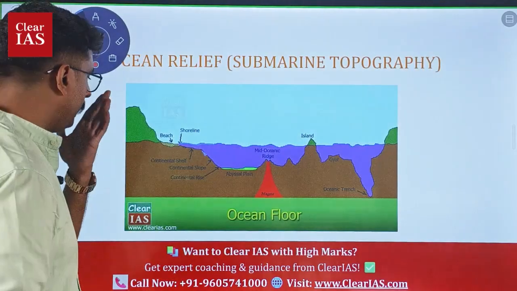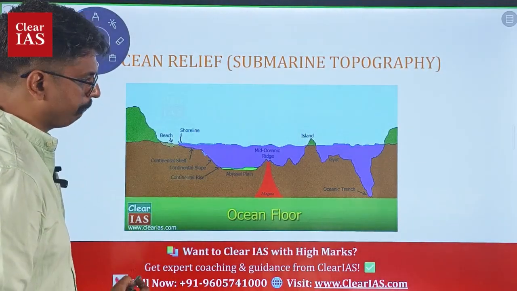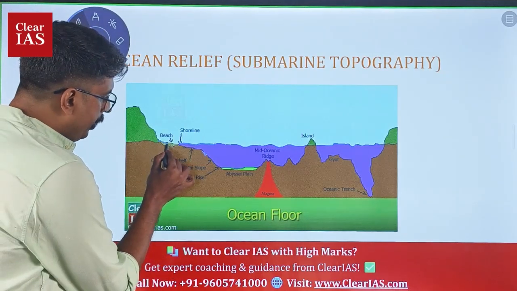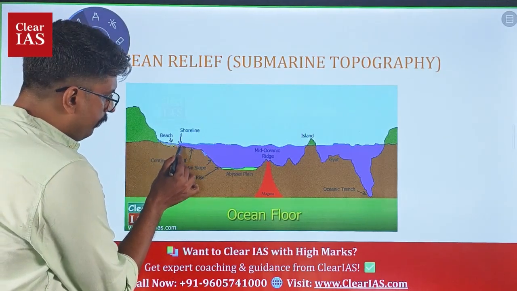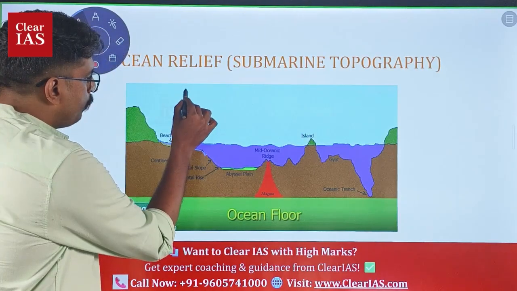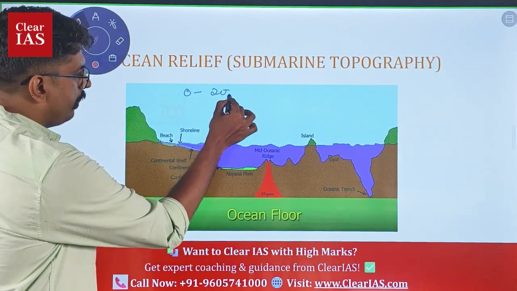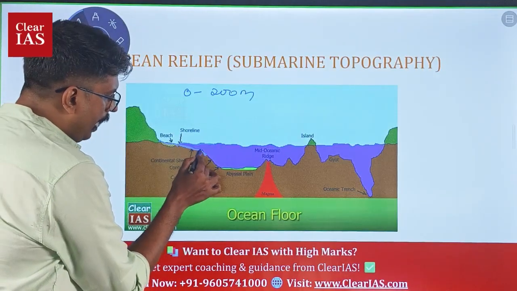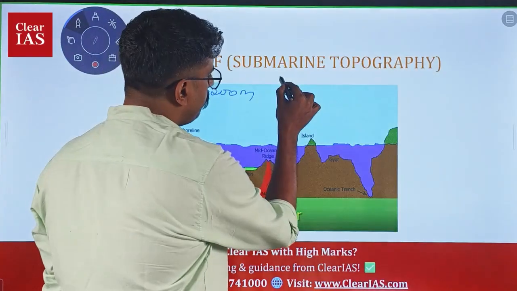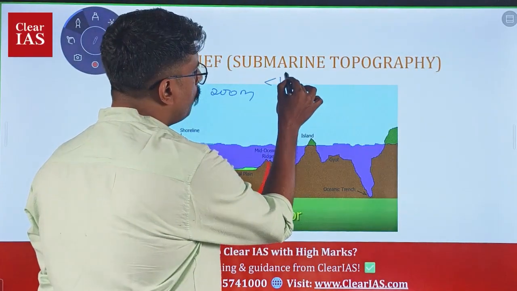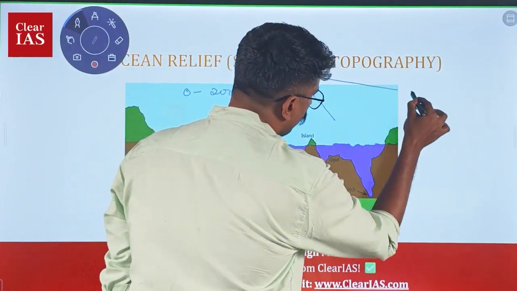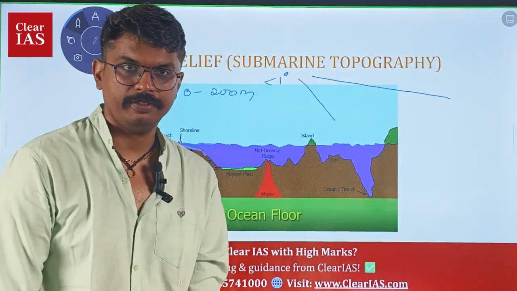Okay. So now we'll understand how the bottom of the ocean is. The first part is the continuation of the continent itself, and we call it the continental shelf. The average would be 0 to 200 meters. The slope would be less than 1 degree. So it would not be steep. The continental shelf slope would be very, very gentle.